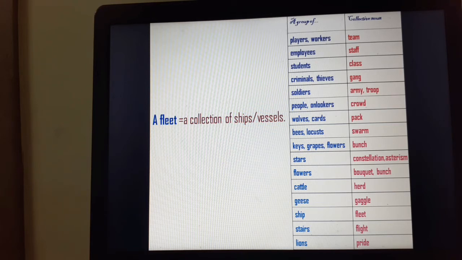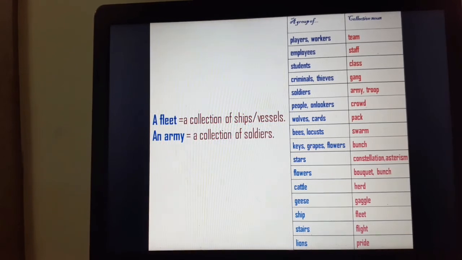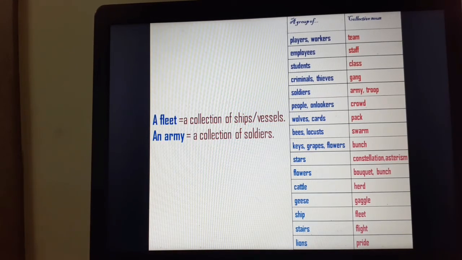A group of cattle, herd. A group of geese, gaggle. A collection of ships, fleet. A group of stairs, flight. And a group of lions is called a pride. As you can see on the left hand side, a fleet means a collection of ships or vessels. Some more examples. An army means a collection of soldiers. A crowd means a collection of people.